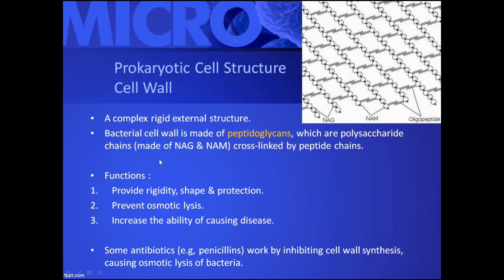Okay? The peptidoglycan in the cell wall functions in providing the rigidity, the shape, and protection to the bacteria. It prevents osmotic lysis and increases the ability of causing disease. Some antibiotics, for example the penicillins, work by inhibiting cell wall synthesis, causing osmotic lysis of the bacteria.